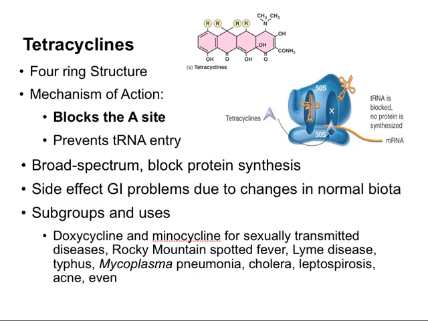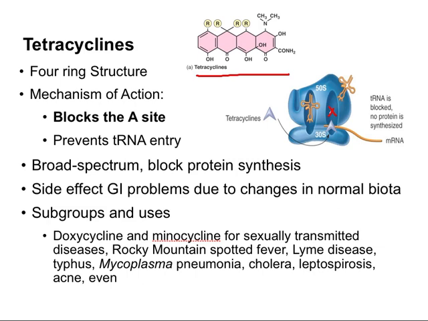Tetracyclines are other drugs that target protein synthesis. They have a 4-ring structure, hence their name, as you can see here. Tetracyclines also work on the ribosome. They block the A site, or the arrival site, so transfer RNAs cannot actually enter into this arrival site. If they can't enter into the arrival site, then no protein can be synthesized, even though the messenger RNA has associated with the ribosome. Again, they're broad spectrum because they block protein synthesis.